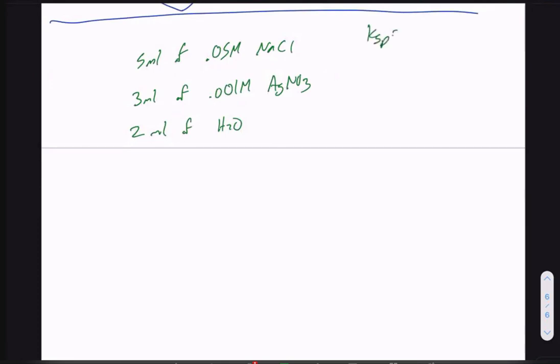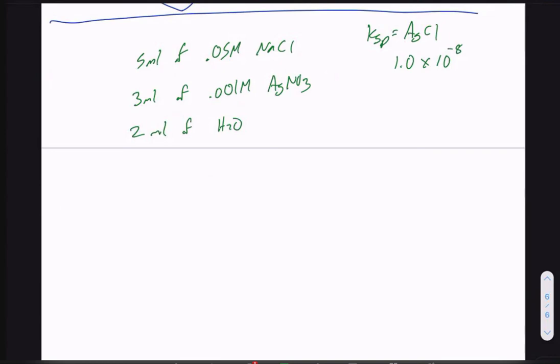The KSP value of AgCl is, off the top of my head, I don't know, but I'm going to write a number that is about close. So I'm going to say 1 times 10 to the negative 8th. If you looked that up, I'm saying right now, disclaimer, that's probably wrong, but for the purposes of this problem, we're just going to go with it. Okay, so the question is, will we get a precipitate?